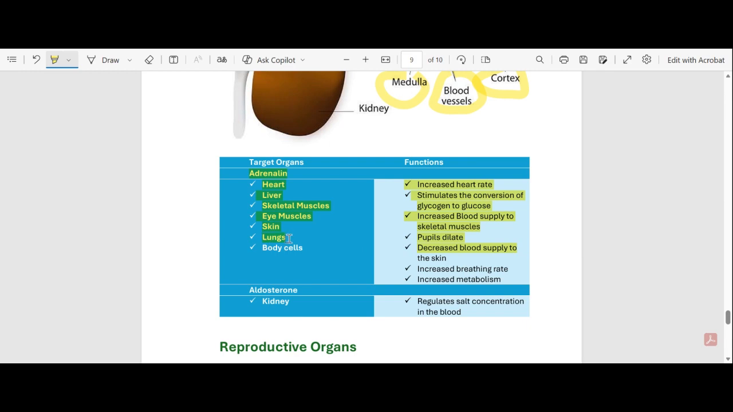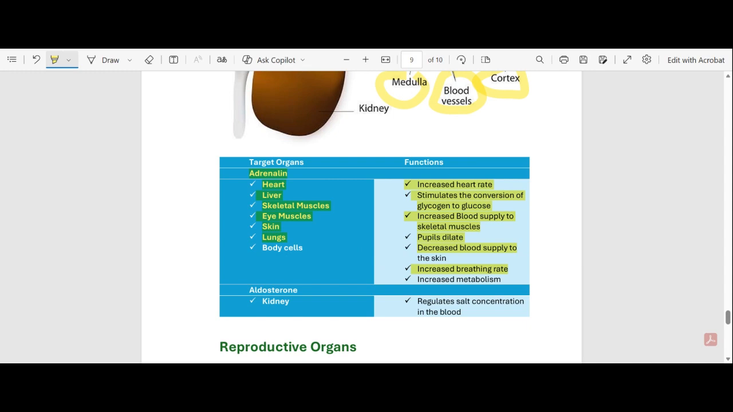Okay, what's another target organ? Is the lungs, right? The lungs. So it does what to the lungs? It increases the breathing rate. Why does it increase the breathing rate? Because you need more oxygen whenever you're running. So whenever you're running, you need more oxygen. So hence, adrenaline increases your breathing rate.